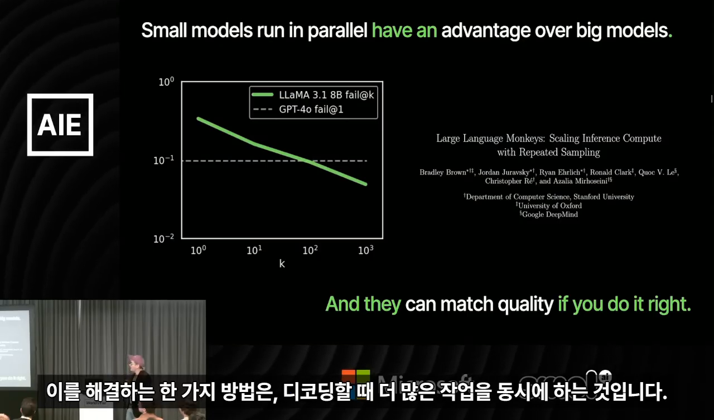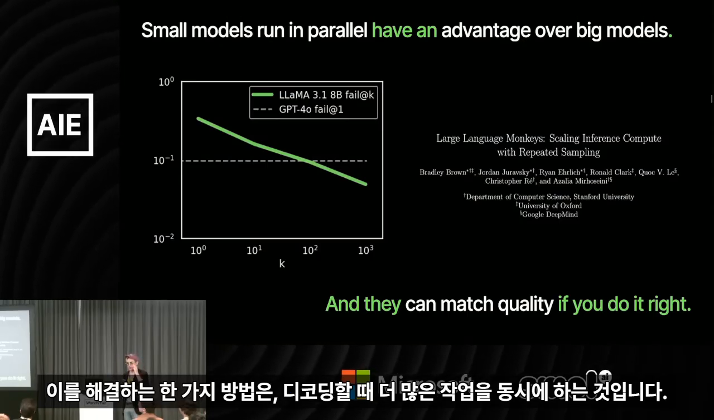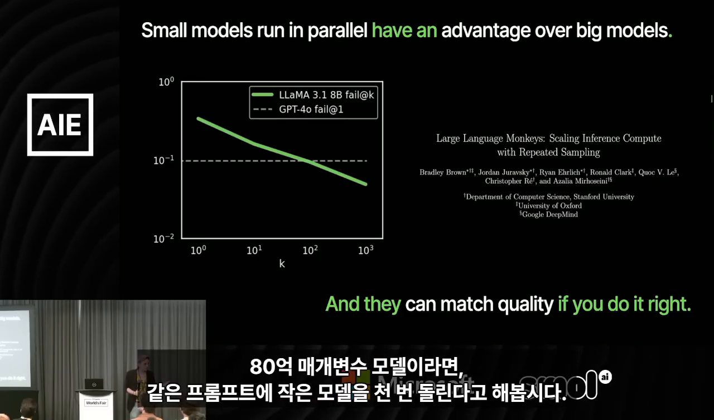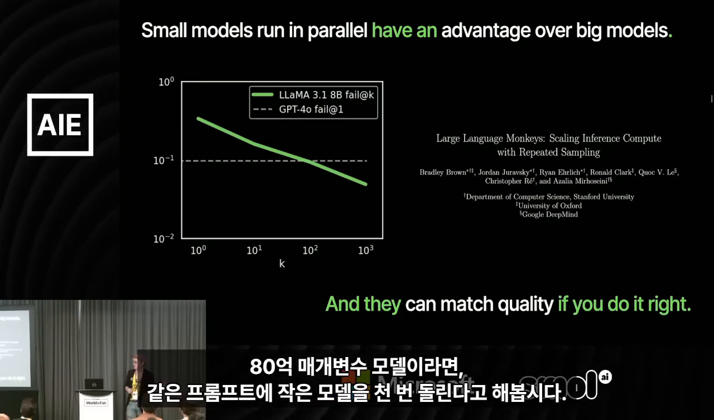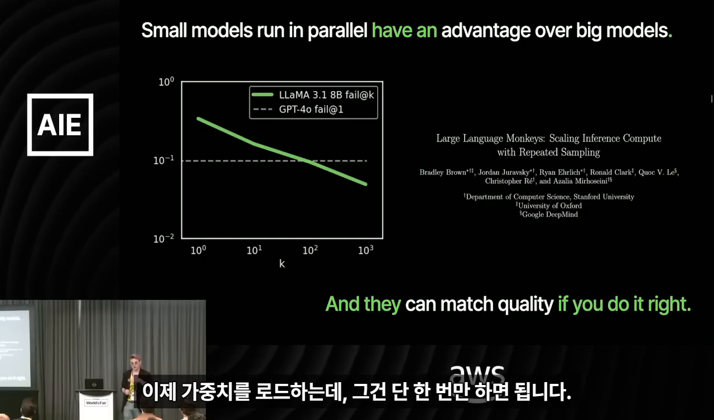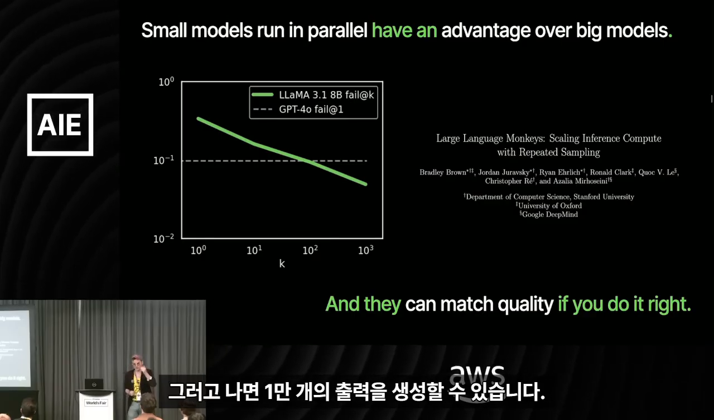One way to get around this is to just do more stuff when you're decoding. One example is to take a small model, so 8 billion parameters, and run it 1,000 times on the same prompt. Now you're loading the weights only one time, but then you generate 10,000 things.